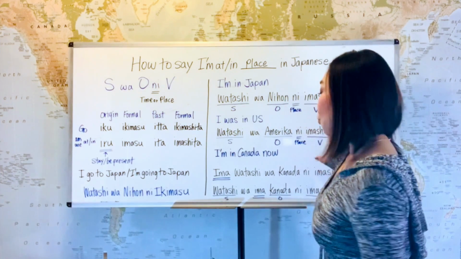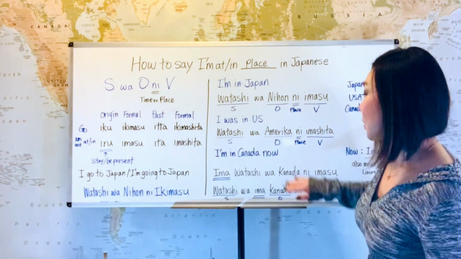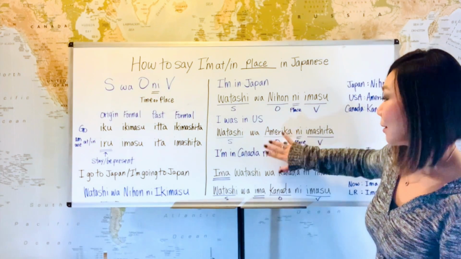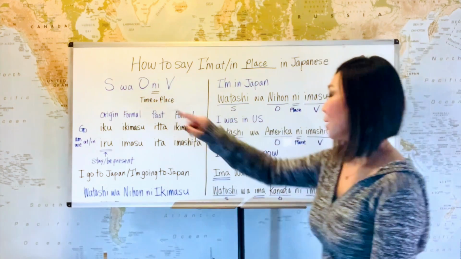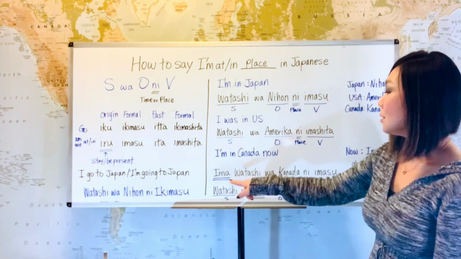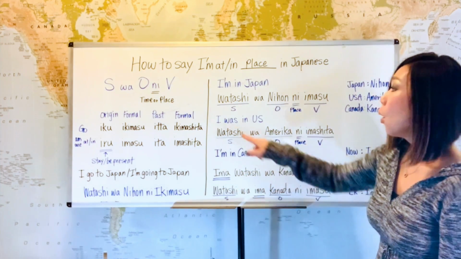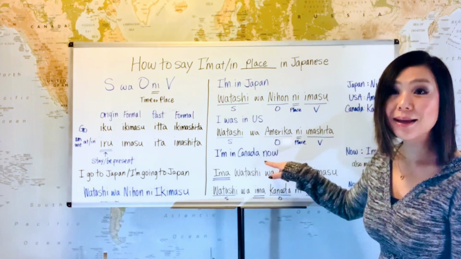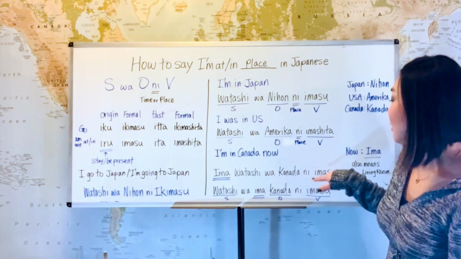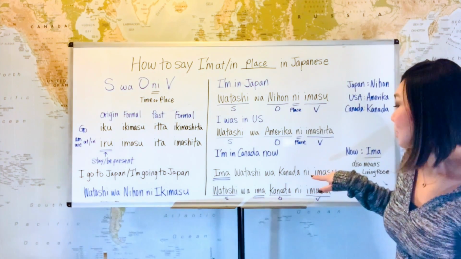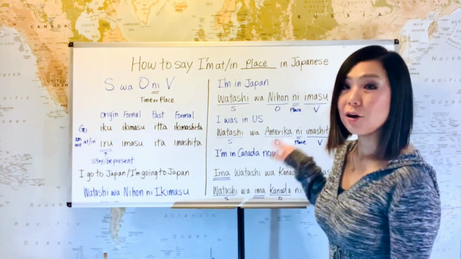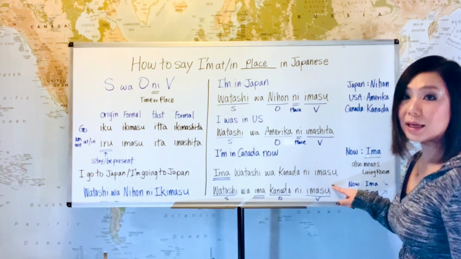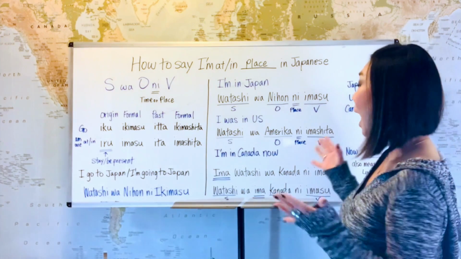Okay, so now we're going to create the sentence. But let's create I'm in Canada first. Okay, just remove that now. And we just put in the formula here. S is I, right? So that is watashi. And then the bridge word, wa. And O, that's the object or place. That is Canada, right? And the bridge word, because we're talking about the place, is ni, right? And then imasu is the present tense, formal way. Watashi wa Kanada ni imasu. So that's how we can say I'm in Canada.